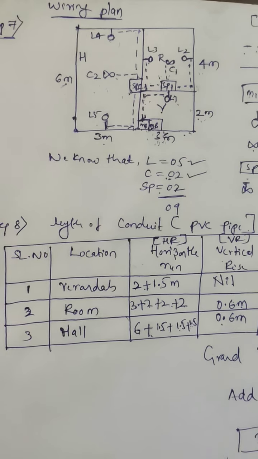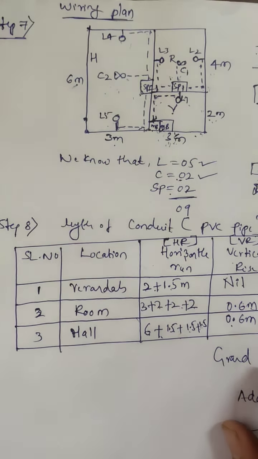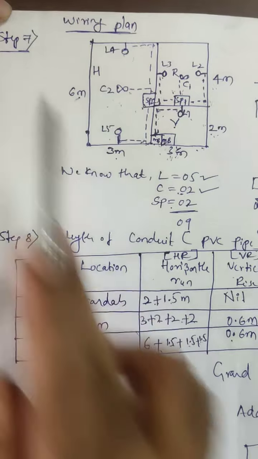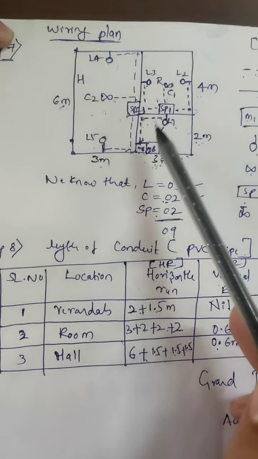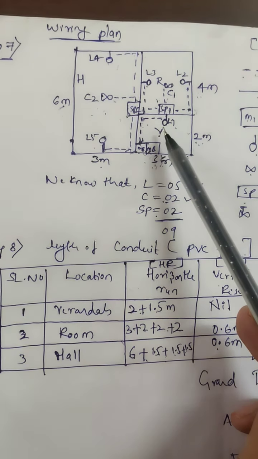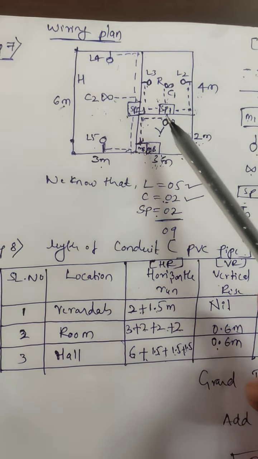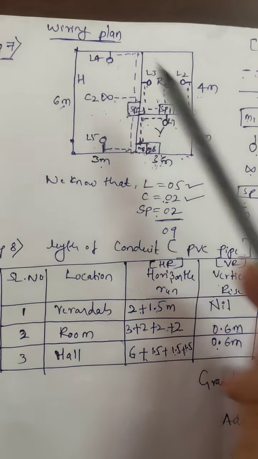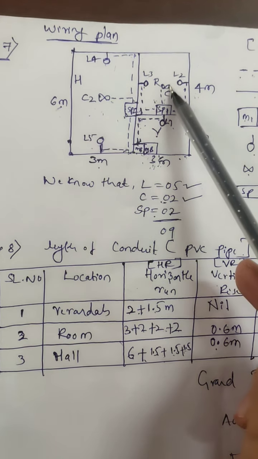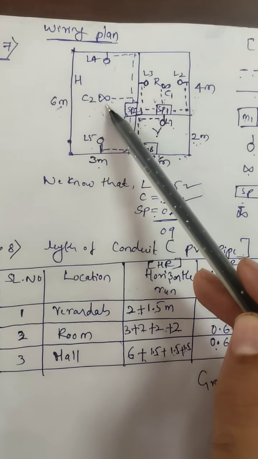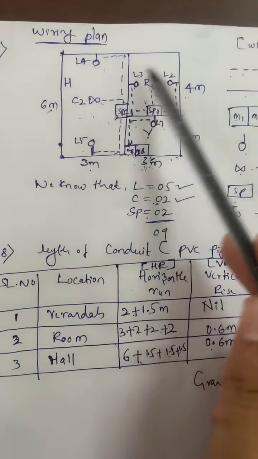Okay. So next important step is step number 7, that is the wiring plan. Just for your understanding, I am writing the steps. In the wiring plan, again I have drawn the blank layout. Just to mention, locate the lighting points, ceiling points and socket points in this layout. First I have taken one lighting point in the veranda, 2 lighting points in the room and 2 lighting points in the hall, 1 ceiling point in the room and 1 ceiling point in the hall, and 1 socket point in the room and 1 socket point in the hall. So you have to locate all the points first.